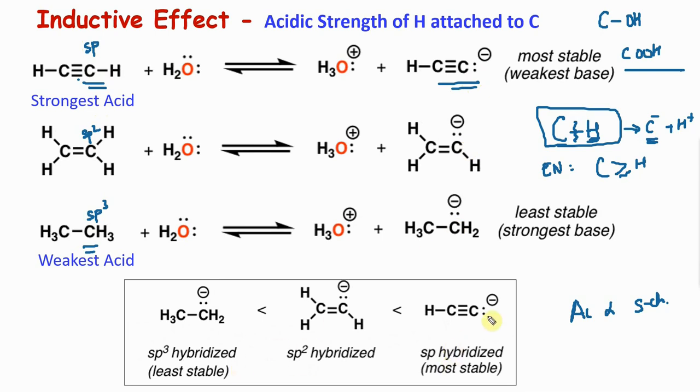Here you can ask me how this is sp. There is only one sigma bond, but for hybridization you look at sigma bonds and lone pairs. Here there is a lone pair, so one sigma and one lone pair, two places, so this is sp. Here sigma, sigma, lone pair, three places, sp2. Here there are two sigma bonds, two hydrogens, and one lone pair, four places, sp3.